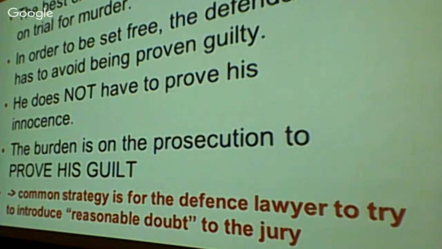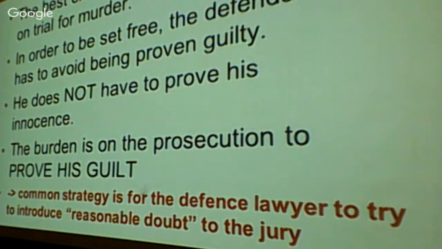So proving guilt is like proving the drug works. I need sufficient evidence to prove that the drug works. If I don't have enough evidence, I can't say the drug absolutely doesn't work. I just say, I don't have enough to say that it works. Right, so let's move on here.